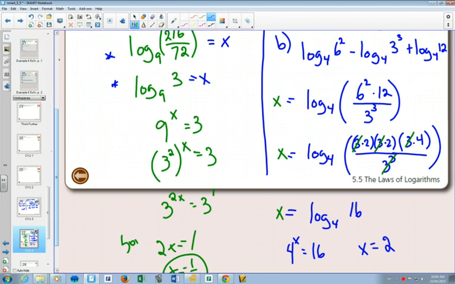So again, the idea is, for these evaluate ones, can we get it to a single log? Because once we get it to a single log, we can change it to something that we're not as comfortable with, to something that we're more comfortable with, and then we can solve it. And question number 13 is one you can do for practice here.